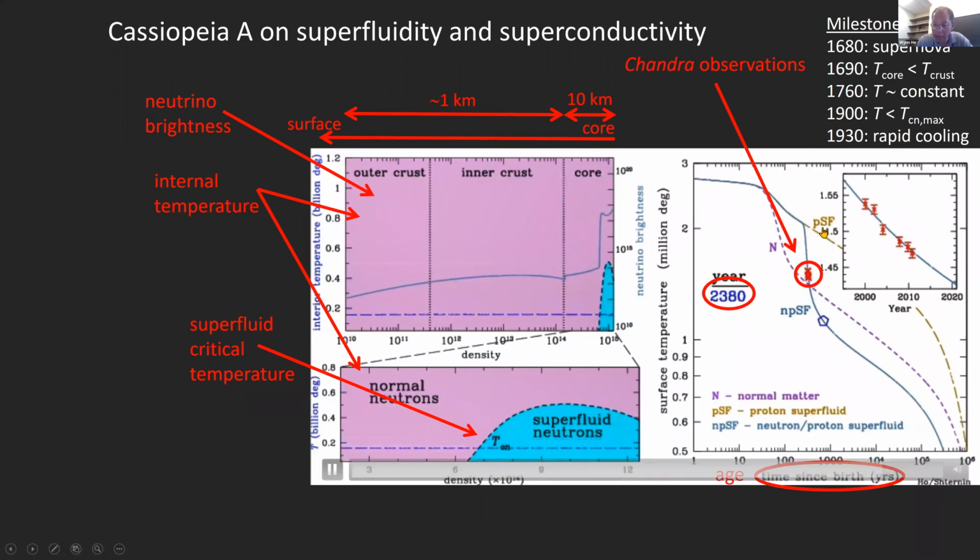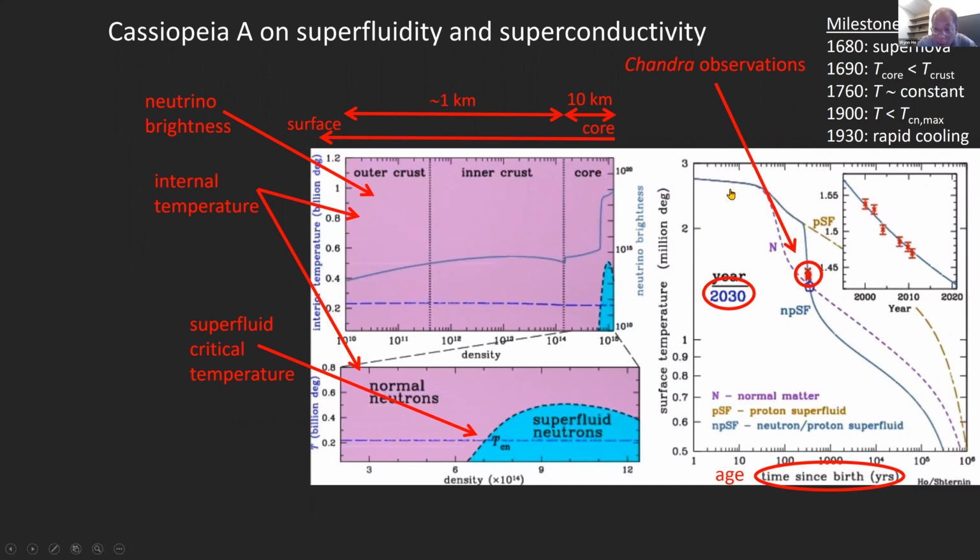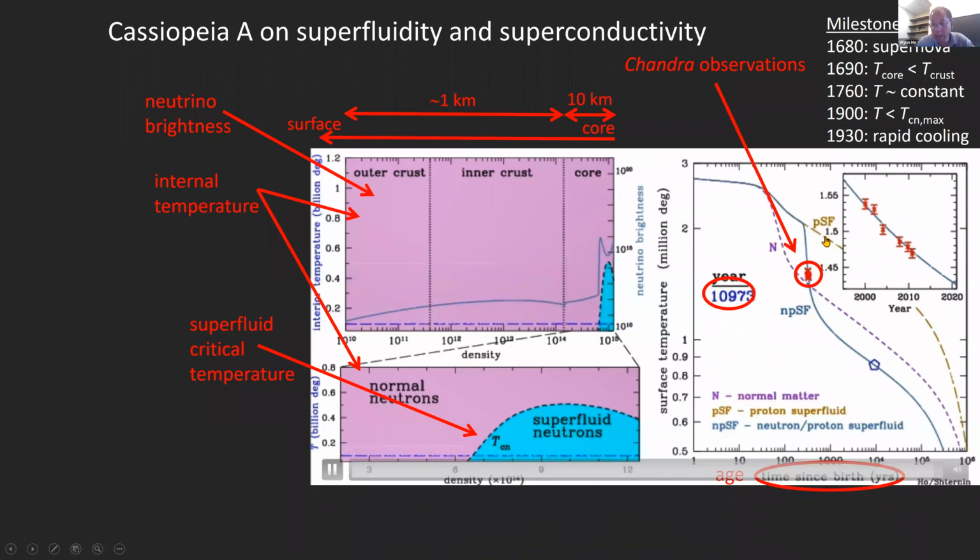The PSF is if I allow the protons to become superconducting if the temperature drops below a critical temperature for proton superconductivity. Okay, and you can see that, as I said before, the cooling is now much slower. So at a particular age, the temperature is higher because it's cooling slower.